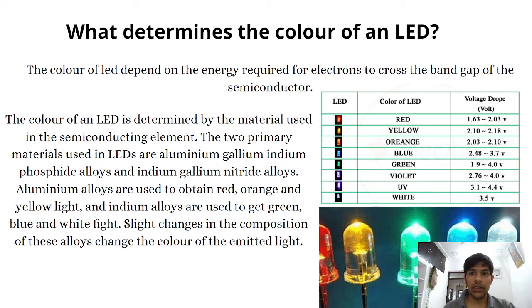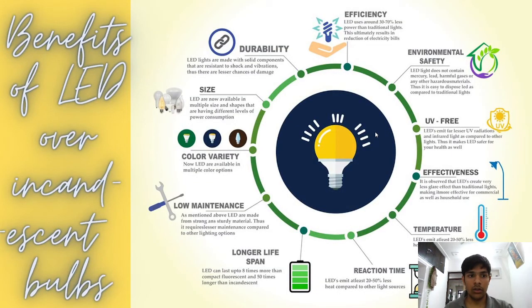So, what determines the color of light? The color of light depends on the energy required for the electrons to cross the band gap of the semiconductor, and the two primarily used materials in LEDs are aluminium gallium indium phosphide alloys and aluminium gallium nitride alloys, and slight changes in composition of these alloys change the color of LED light, and the voltage drop or the voltage gap is shown in this table.